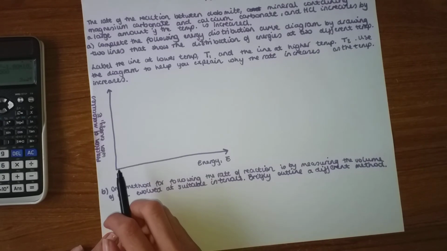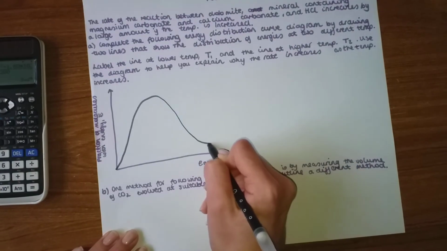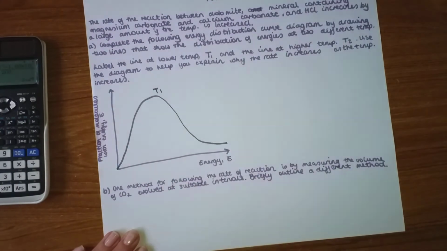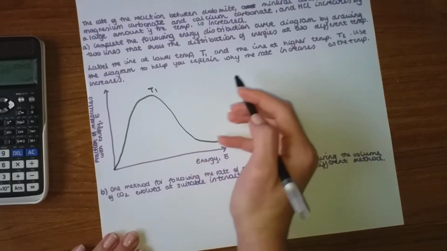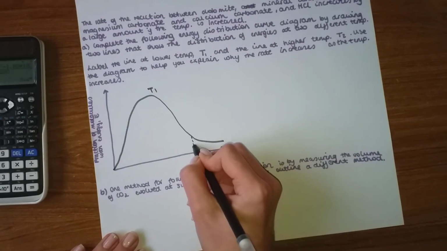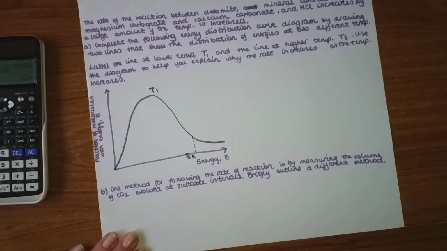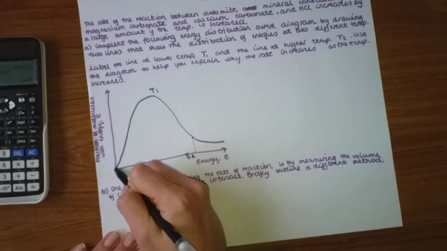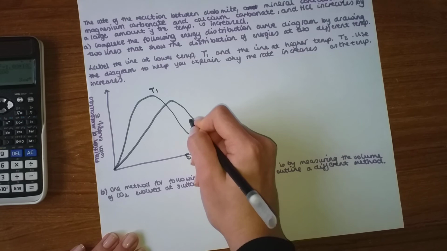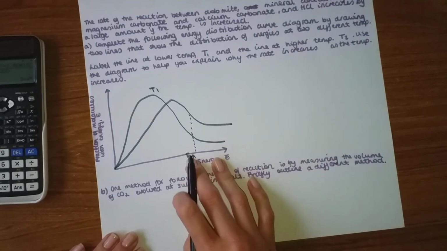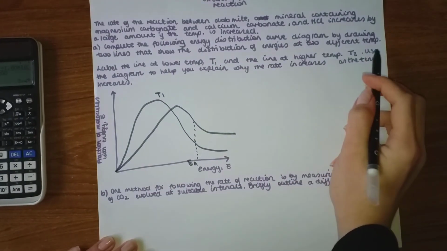So, we need a Boltzmann distribution curve right here. So our initial curve looks like this. T1, it's a low temperature. We've got activation energy right here. And the next curve, the peak is more on the right. The area is still the same. And of course, there are more molecules that have the required activation energy. So I basically just told you the answer to this question.